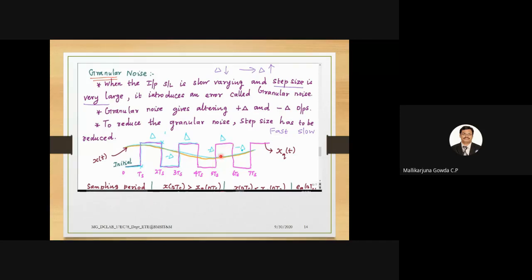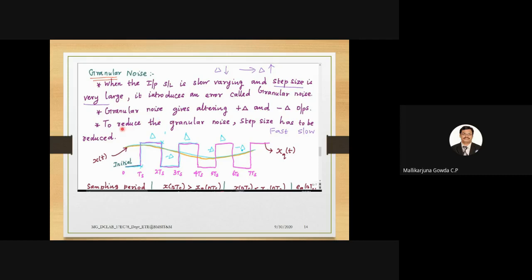So what we are observing here is the input signal is not changing very fast. It is slow changing, but the output alternates between plus delta and minus delta. Once it is plus delta, another time it is minus delta. That means we get 1 0 1 0 1 0 like that. Okay, this we call granular noise. Granular noise gives alternating plus delta and minus delta output. Accordingly, we say plus delta is 1 and minus delta is 0.